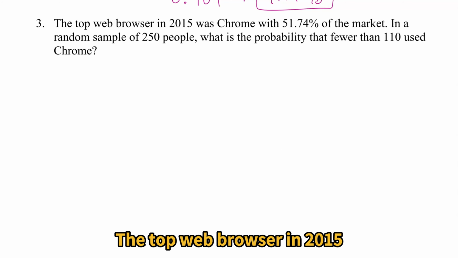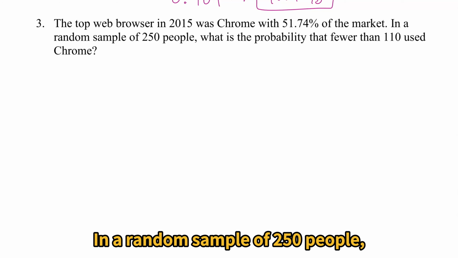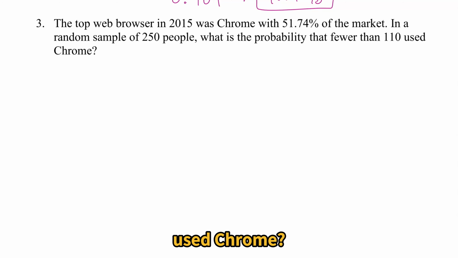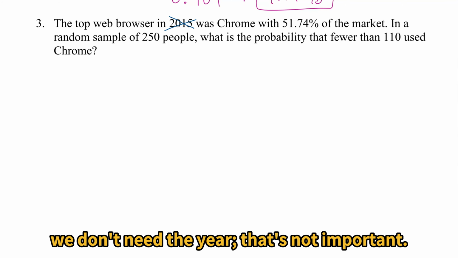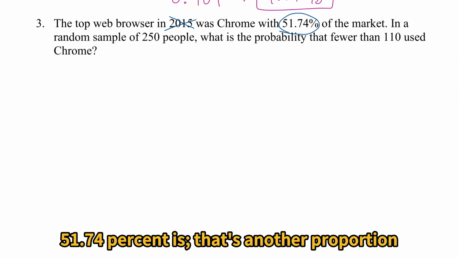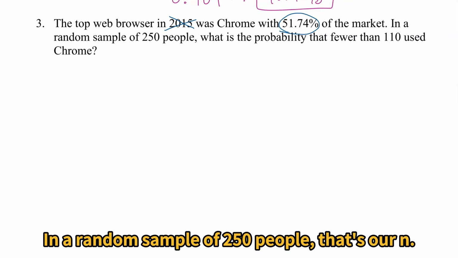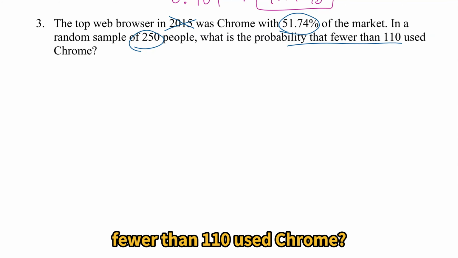The top web browser in 2015 was Chrome with 51.74% of the market. In a random sample of 250 people, what is the probability that fewer than 110 used Chrome? Information from our problem. We don't need the year. That's not important. 51.74% is, that's another proportion or probability. In a random sample of 250 people, that's our n. What is the probability that fewer than 110 used Chrome?